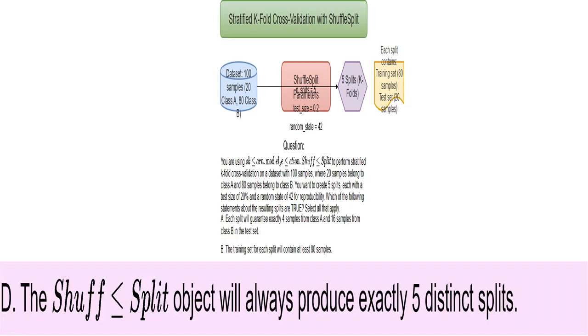This statement is false. ShuffleSplit does not guarantee distinct splits. What this means is that the same sample might end up in the test set multiple times across different splits. It shuffles the data each time, so there's a chance of overlap. This is a fundamental characteristic of ShuffleSplit's design. It's not designed to create entirely non-overlapping splits.